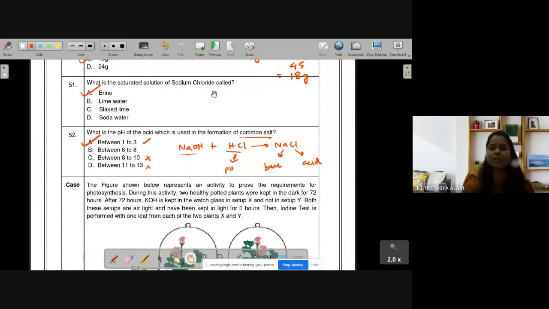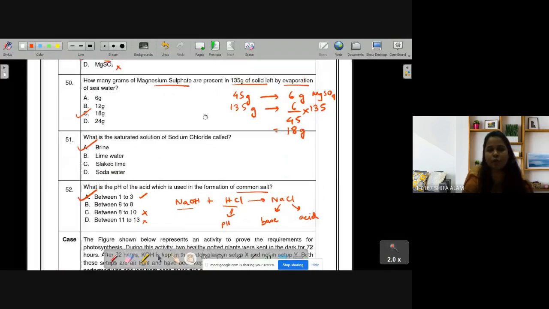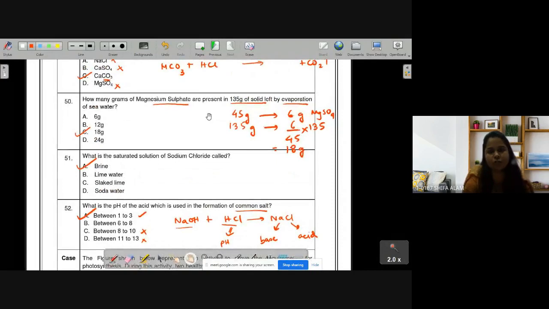So with this we finish the chemistry portion of our class 10 science CBSE sample paper for term 1. We need to practice more and more better questions and help us achieve better marks in our term 1 board exams. Thank you.